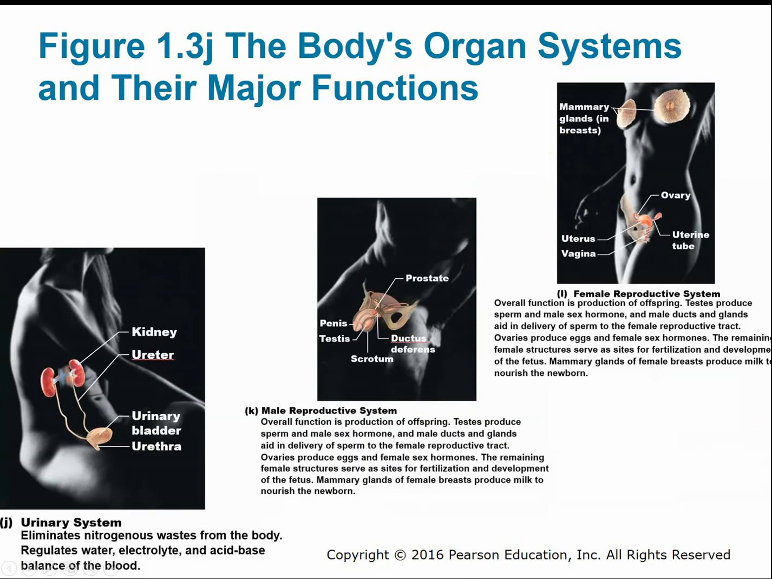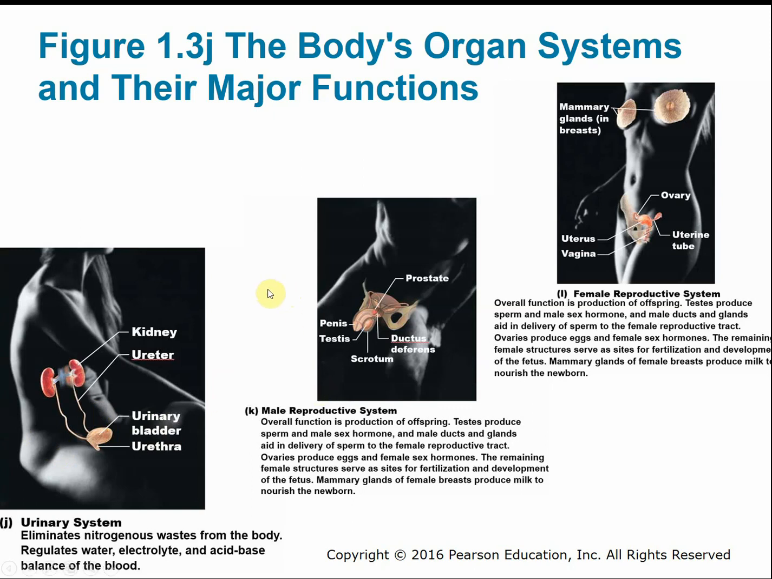The urinary system is composed of the kidneys, the ureters, and the bladder and the urethra. So its function is to eliminate nitrogenous waste from the body. So it filters the blood and removes a lot of those nitrogenous waste, things like ammonia, urea. It also helps to regulate our water balance, electrolyte, and acid-base balance in the blood.